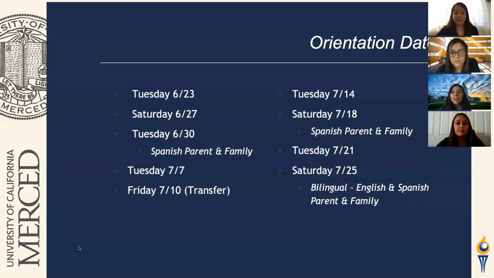All right. Next question. What would happen if I missed the orientation? Would I be able to attend another one? Yeah, that's a great question. We know that things come up, and we're completely understanding. If for whatever reason you unfortunately miss your orientation date, we do need to hear from you so that we can do everything possible to reschedule you for another orientation date. Just let us know that you weren't able to attend, and we will do our best to accommodate you into another date.